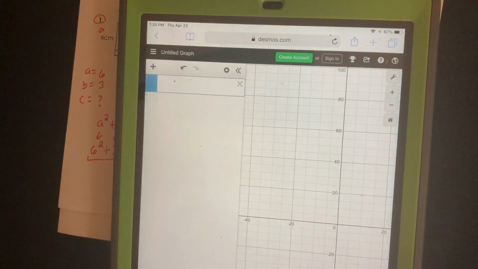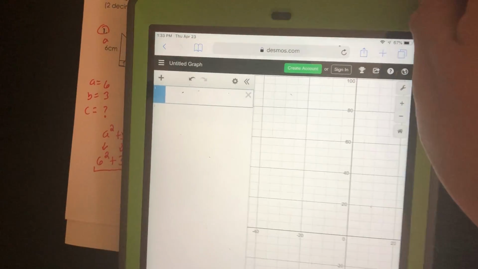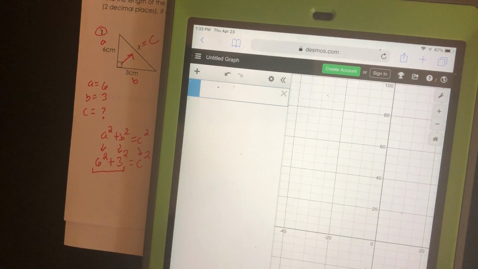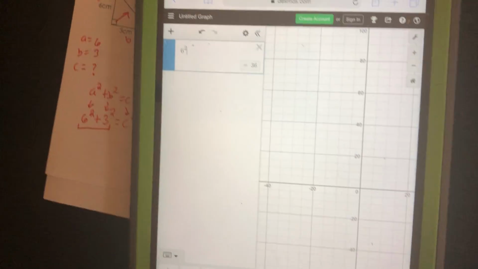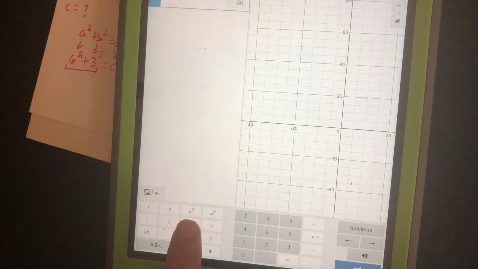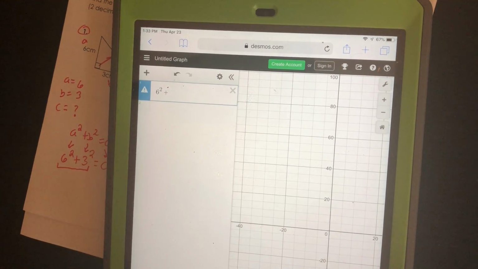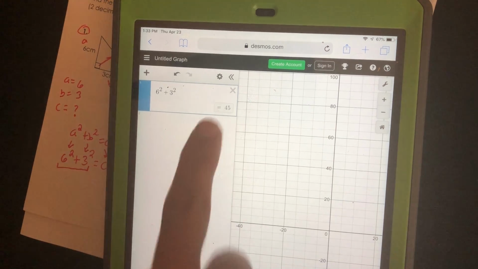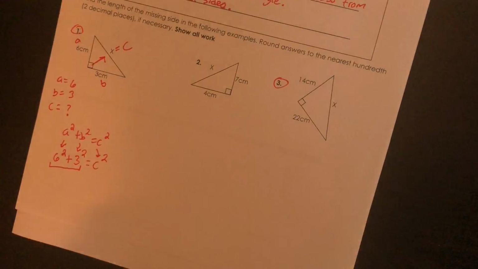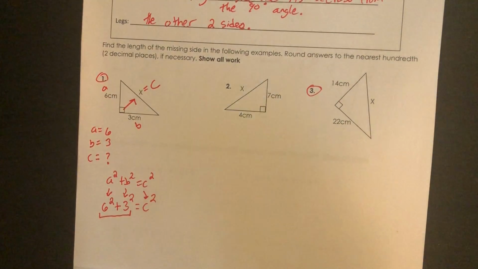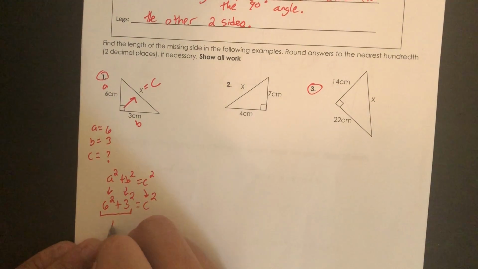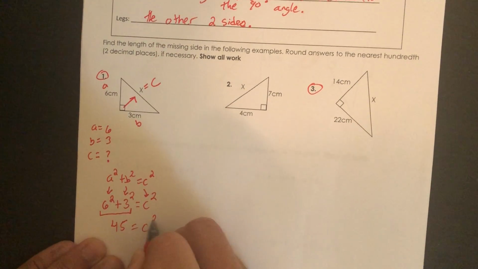Okay, so remember that Desmos works as a regular calculator, so I can just say 6 squared, and remember the square is right there, okay, plus 3 squared, and we get 45. So 45 equals c squared.